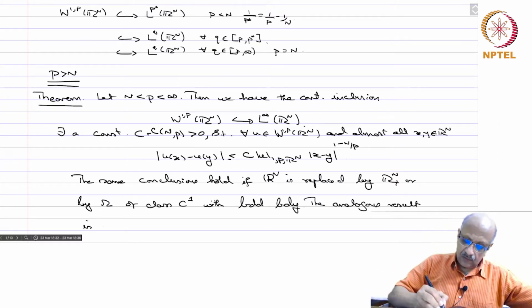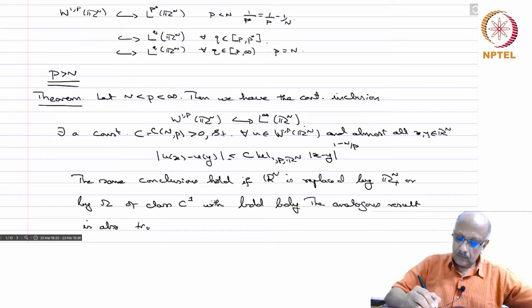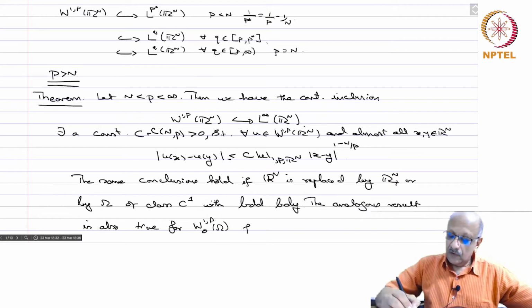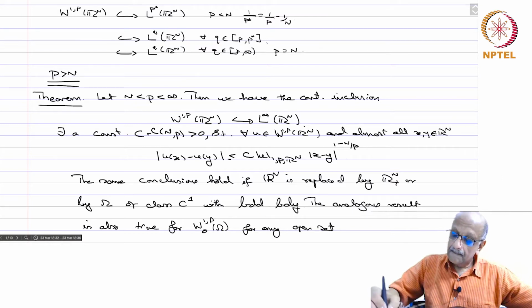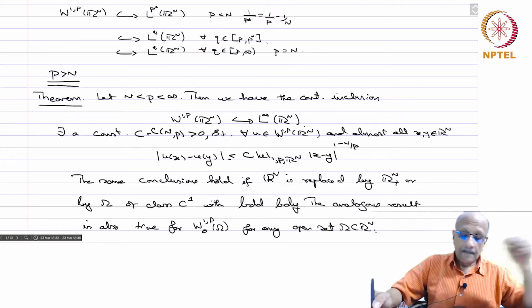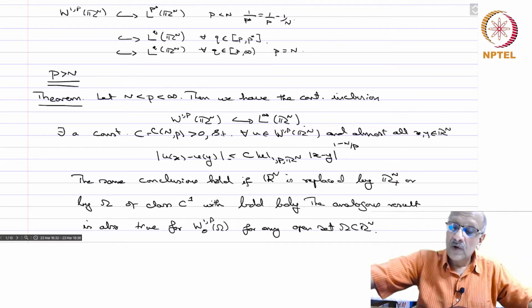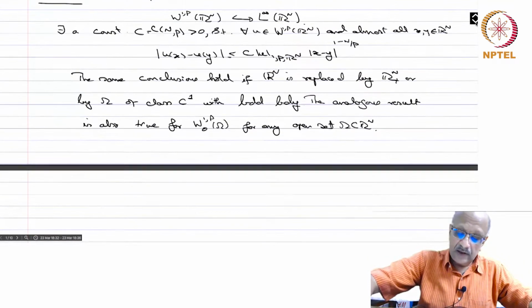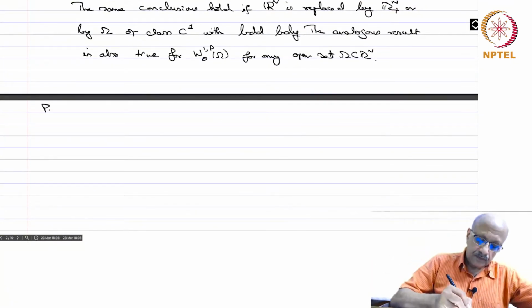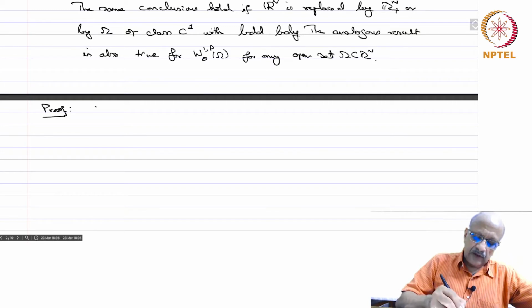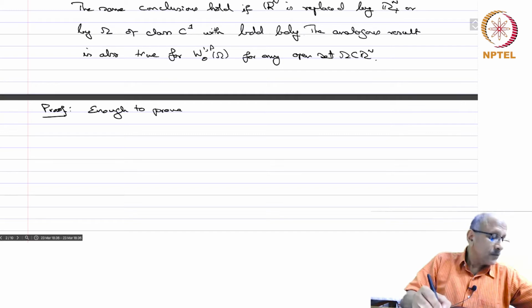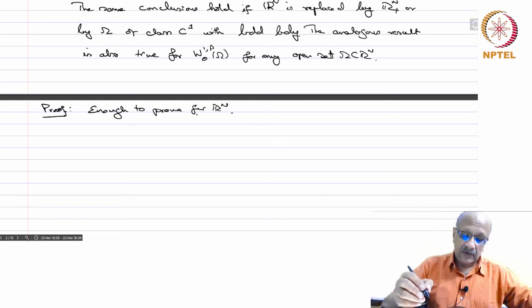The analogous result is also true for W^{1,p}_0(omega) for any open set omega. Okay, again because extension by 0 is always an extension operator and therefore we do not need. So proof, enough to prove for R^n. As I explained just now, extension operators will take care of the rest of the cases.